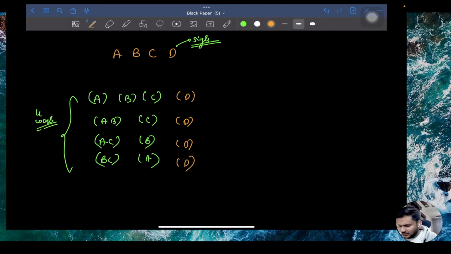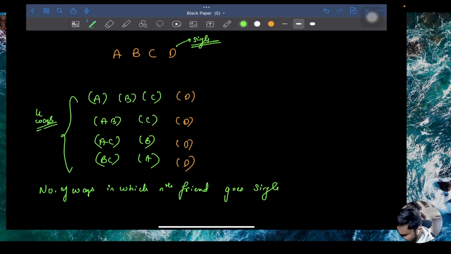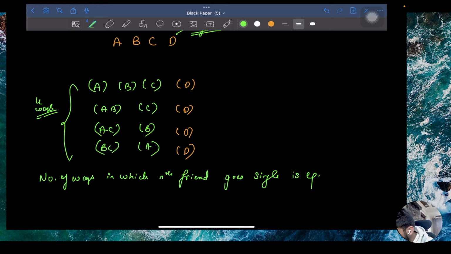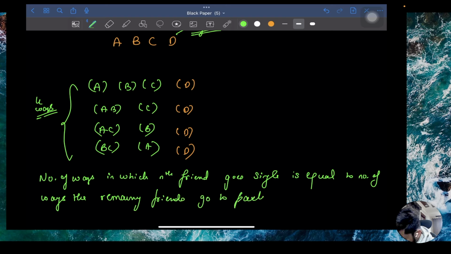So if you want to calculate the number of ways in which the last friend goes single, it is equal to the number of ways in which the remaining friends can make the total combination. So the number of ways in which the nth friend goes single is equal to the number of ways the remaining friends go to the party, right?